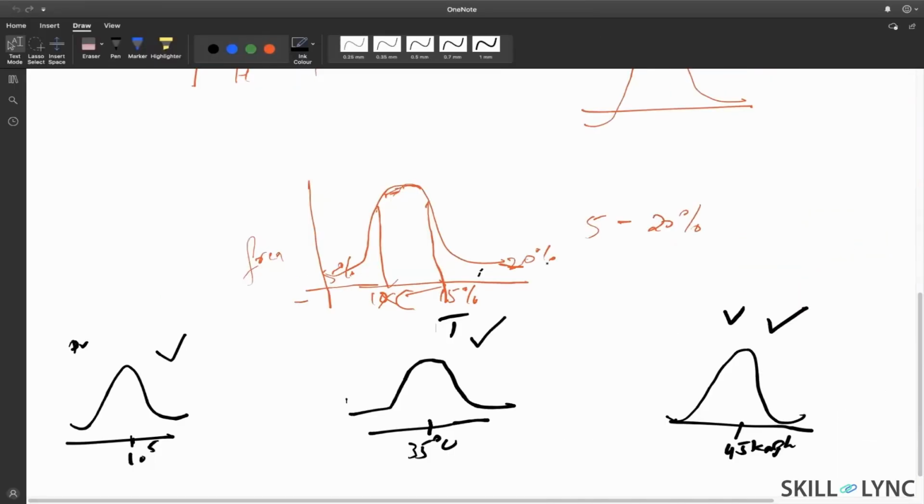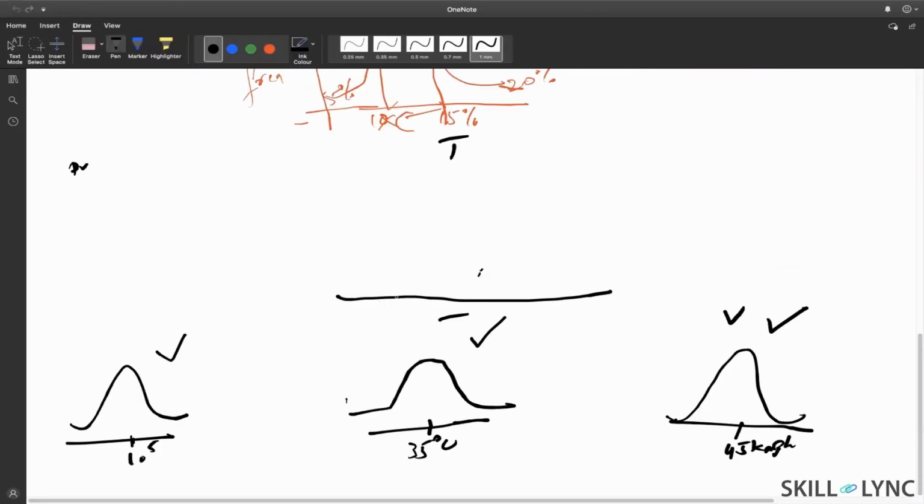So the graph which we had earlier with different scales, now you will have something like this.